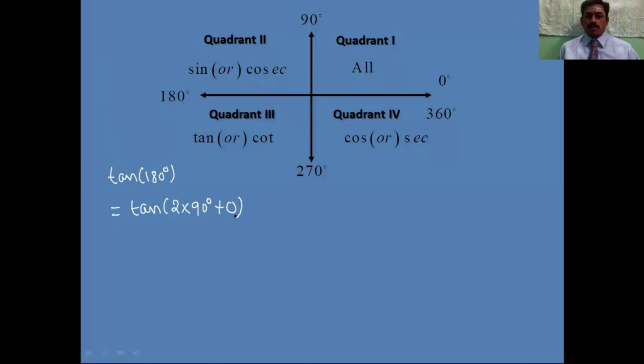I can write now plus 0. Here n is 2, that is even. So even means no need to change the trigonometric ratio. Tan can be written in the form of tan only. So therefore tan 180 degree equals tan 0, because here your theta value is 0.